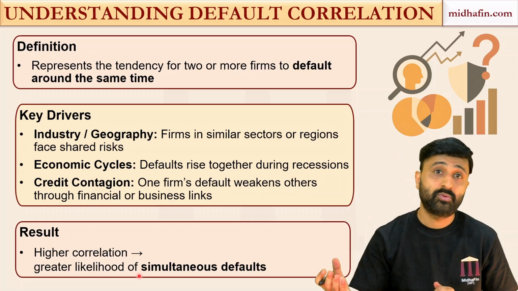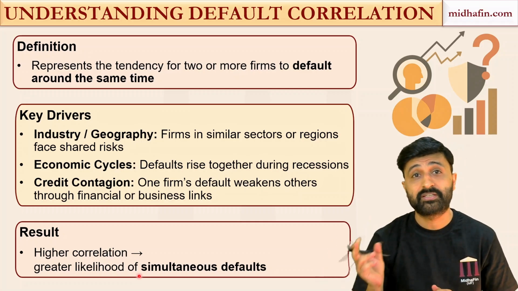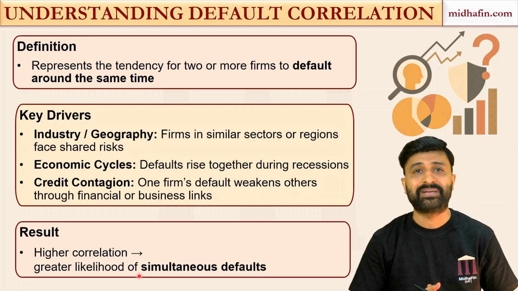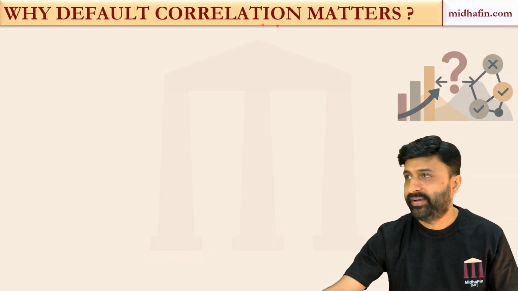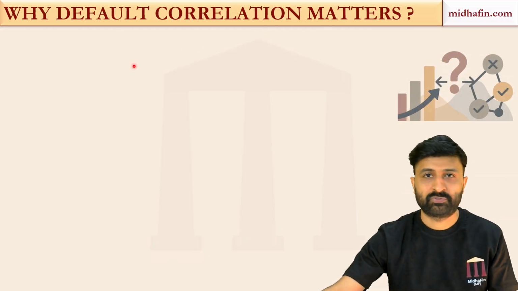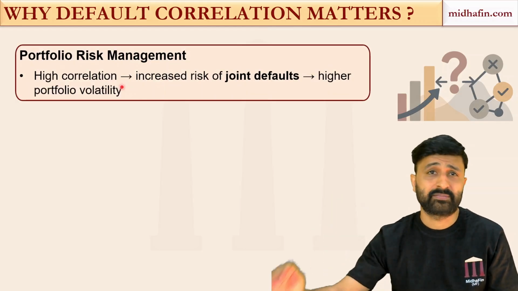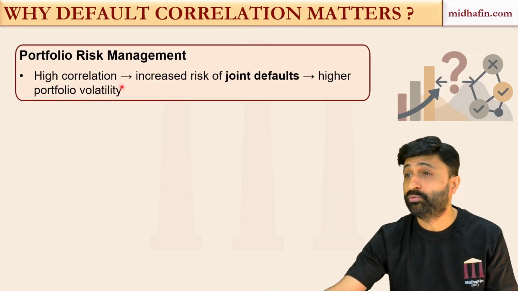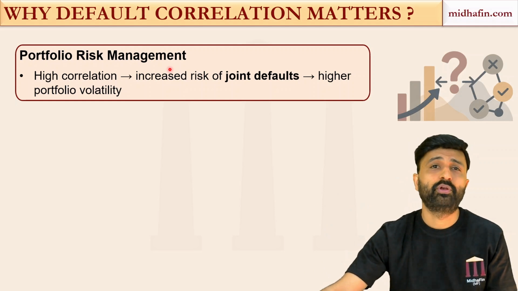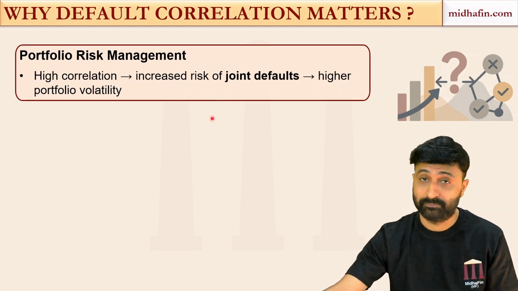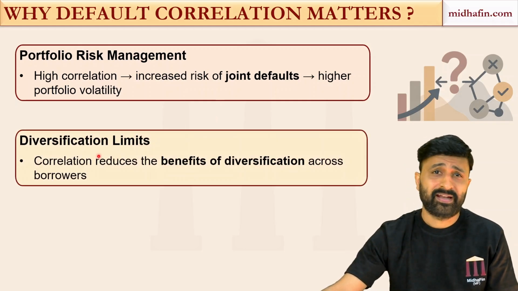Which brings us to why estimating this correlation is so important in credit risk analysis, and we'll see that in the subsequent slides. Why default correlation matters? See, estimating default correlation is critical for portfolio risk assessment. If two exposures tend to move together, your overall portfolio risk can spike, even if each exposure looks safe on its own.